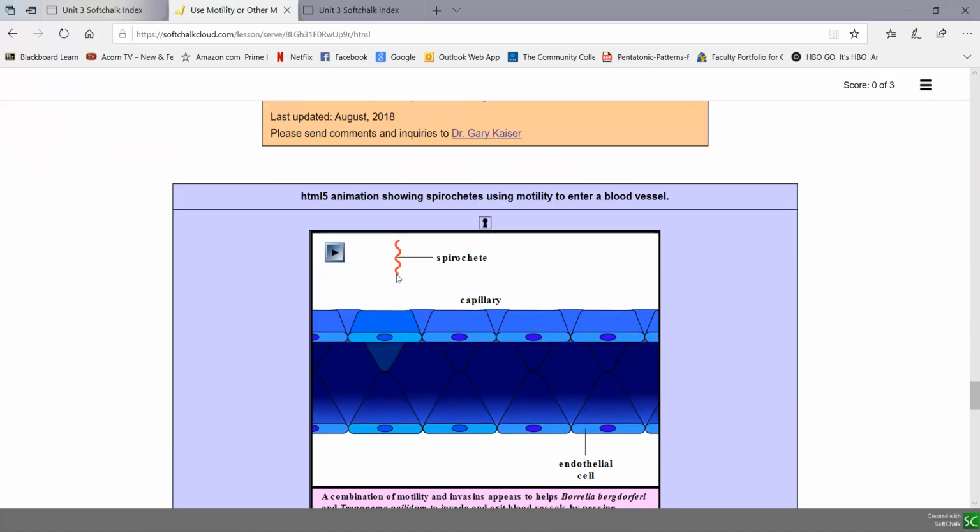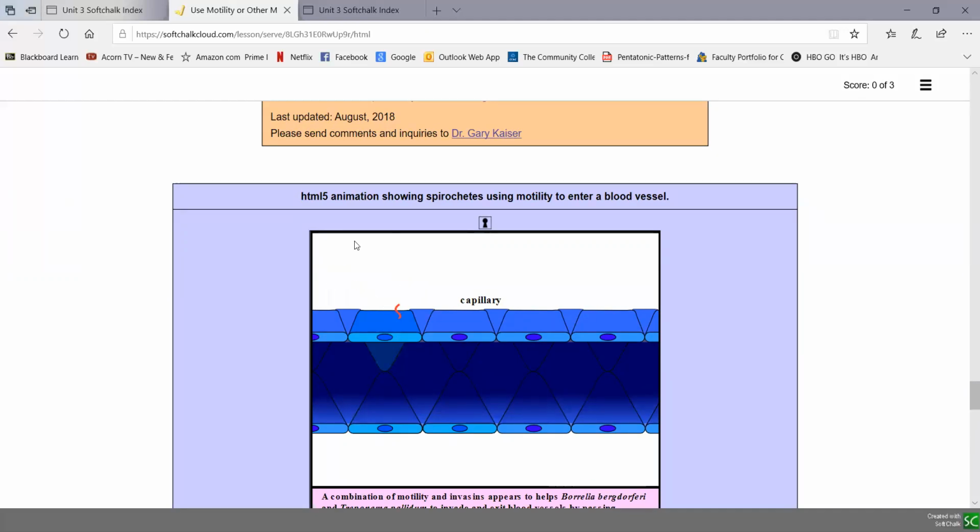So again, this is an animation we showed you back in Unit 1 showing how spirochetes can use their corkscrewing motility as well as adhesins and invasins to adhere to and drill through the endothelial cells that form capillaries. So they can enter the lymphatics and they can enter the blood through this manner. They can also use their motility to pass between the endothelial cells and enter the blood. So the spirochete we see on top is going to be using its motility to adhere to and then drill through the cell. And the one we see in a minute on the bottom is going to go between the endothelial cells and then be carried by the blood to another part of the body.